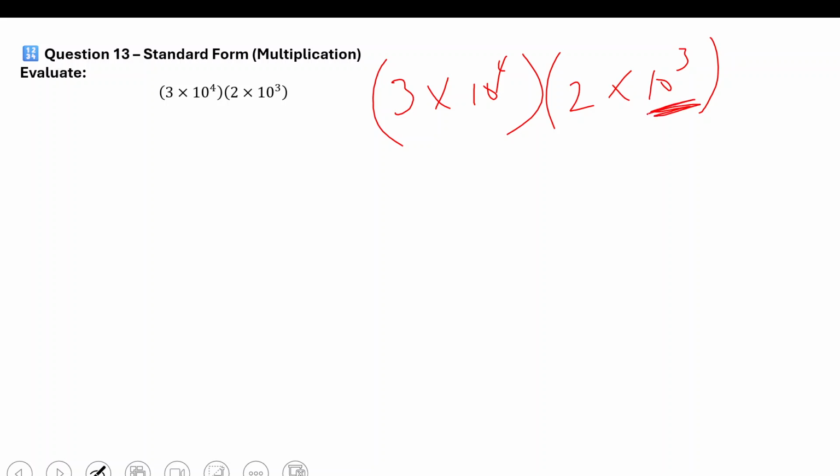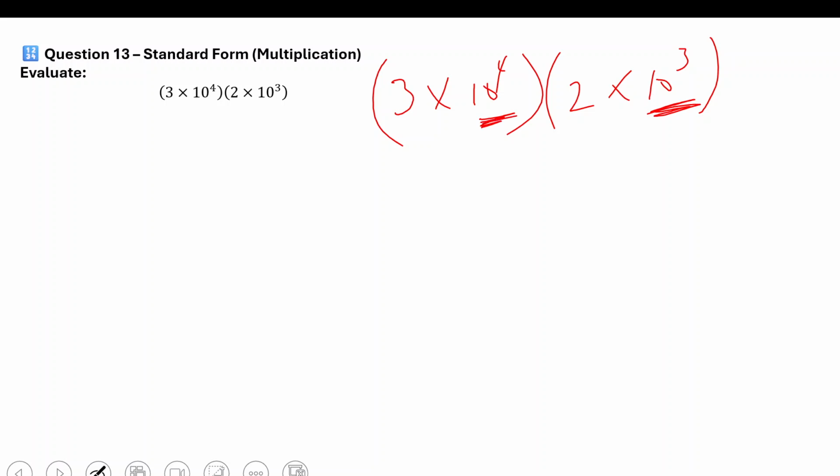Okay. Next one is standard form multiplication. It evaluates this times this. This is 3 times 10 to the power 4 and times 2 times 10 to the power 3. Now, if you check, I can do something very fast here. I have 10 to the power 3 here. I have 10 to the power 4.